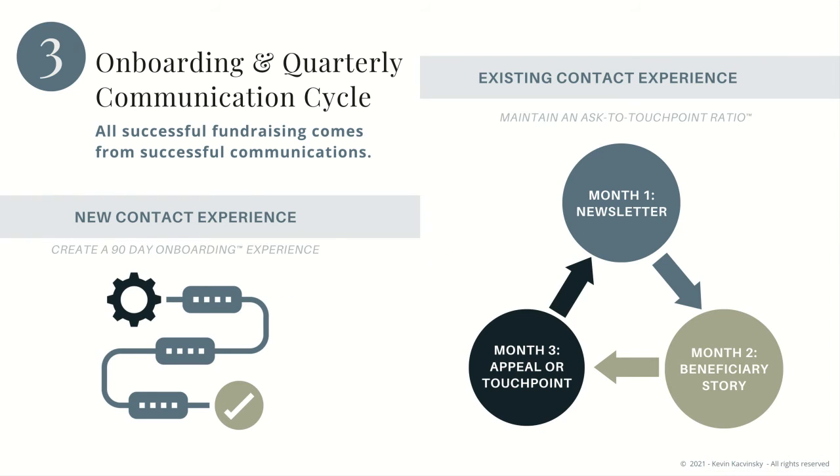A very important principle that I promote is what I'm calling an ask to touch point ratio. That is, your communications to everybody have to be balanced. You have to earn the right to ask people for their money, and you cannot over ask people. Donor fatigue is a real thing, and that typically happens when a donor feels that your only communication to them is related to fundraising.